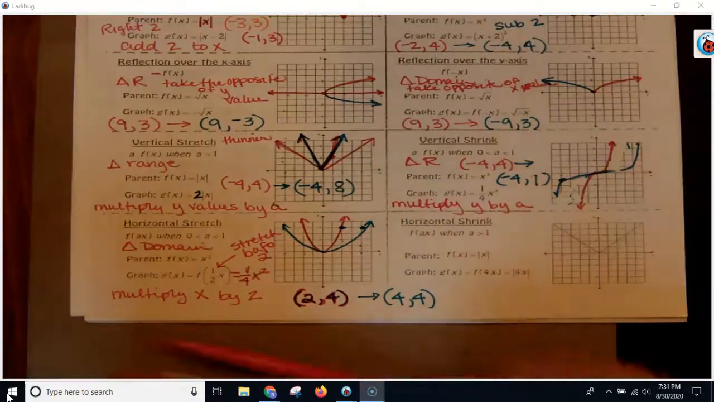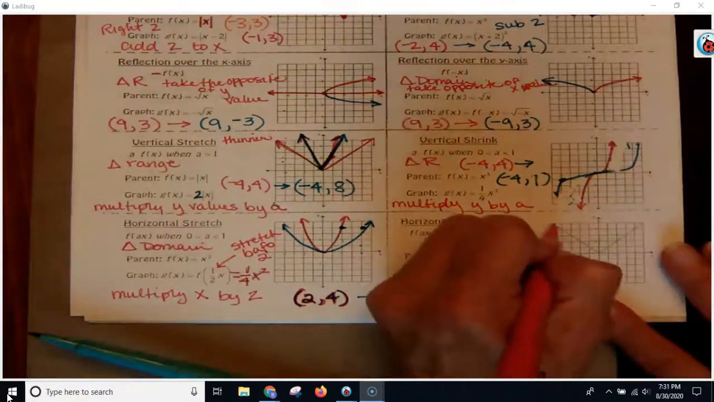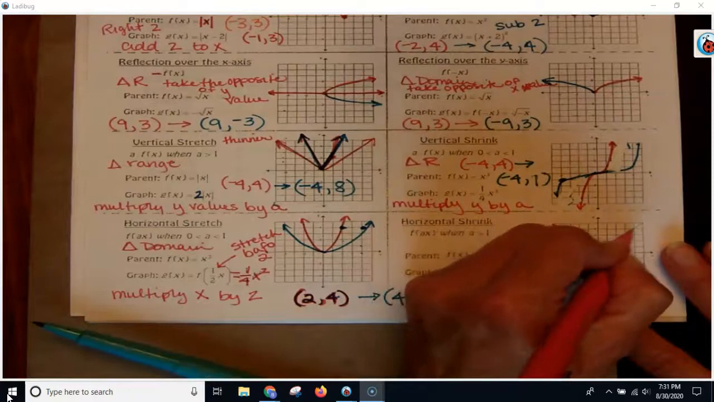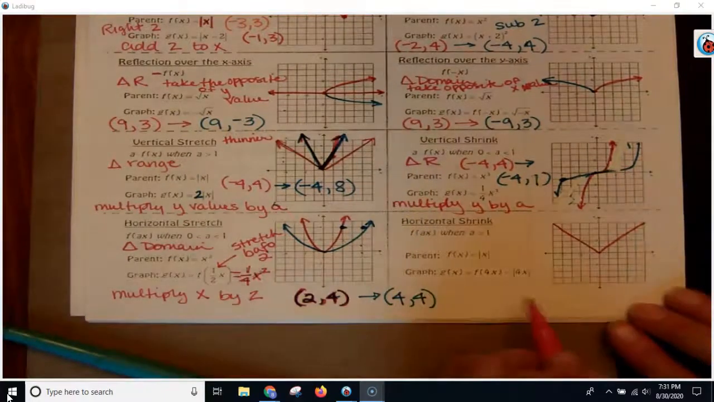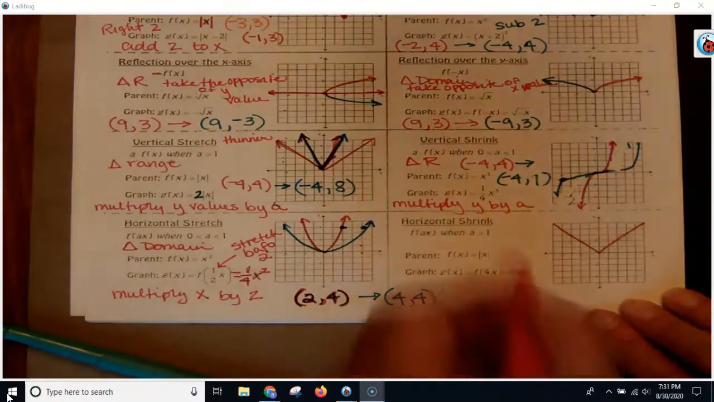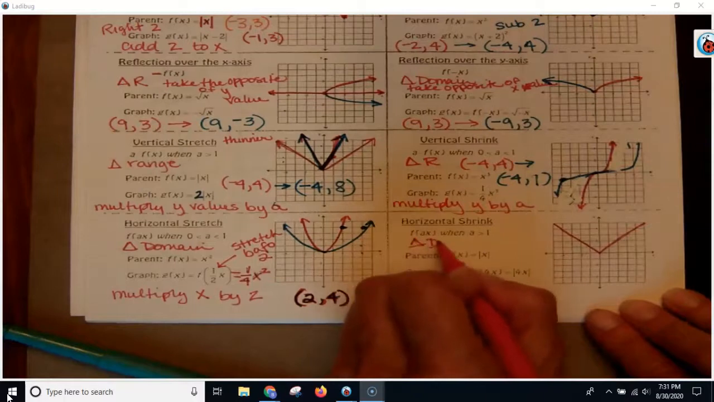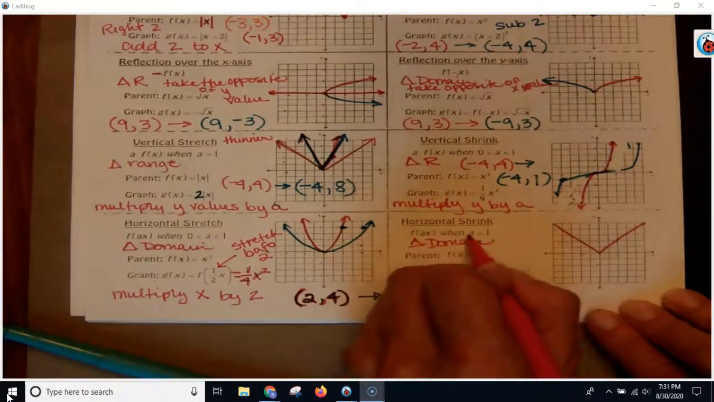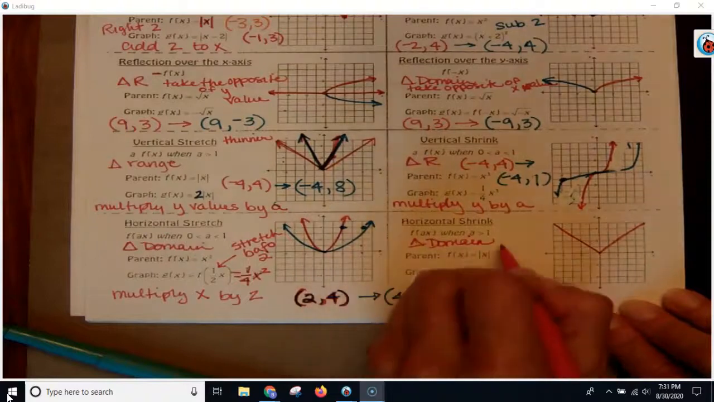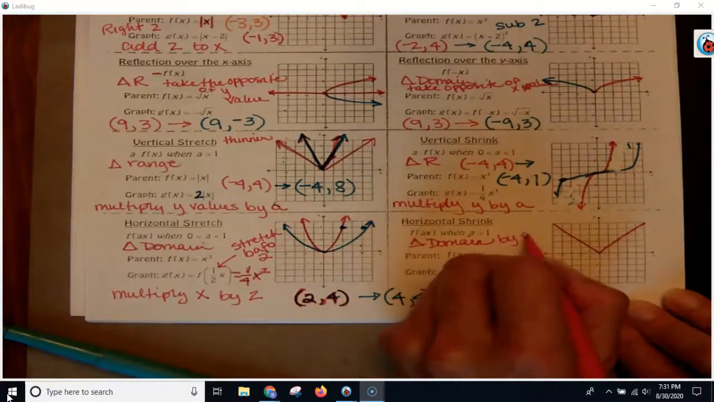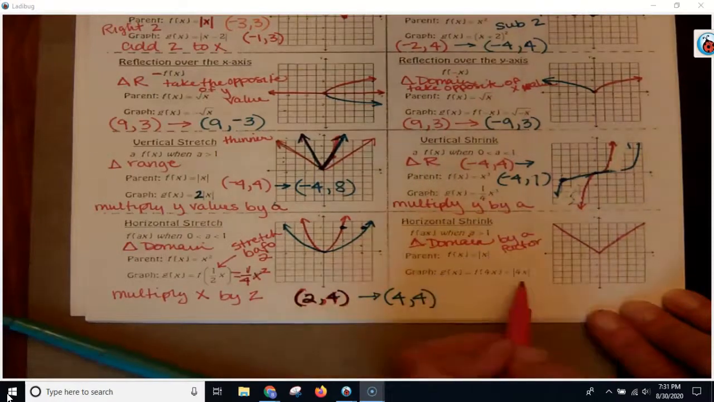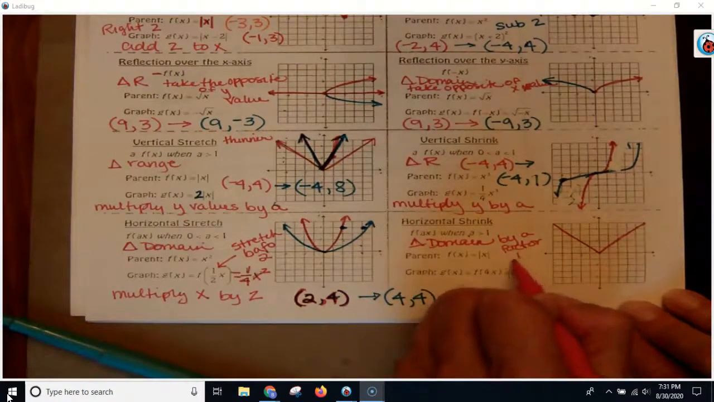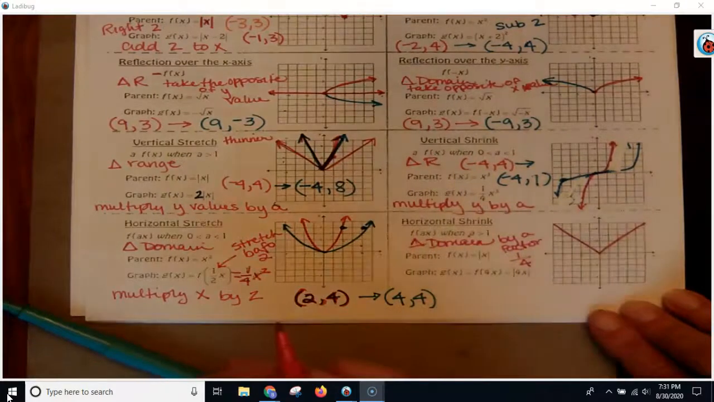All right. And the very last one, the horizontal shrink. I better put this in red right away so I don't screw that up. Here's your absolute value. This is going to be a change in your domain. But this is by a factor of, remember, since it's inside the parentheses, it's the opposite. So it's the opposite of 4, so it'll be a factor of 1/4.